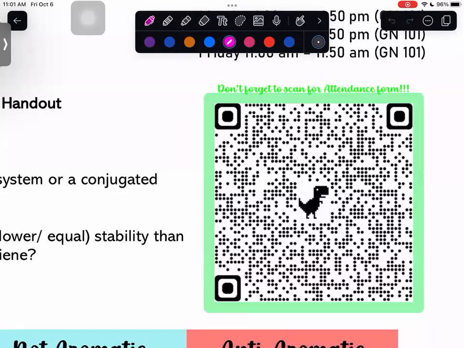Okay, guys, you know the drill. Start scanning the QR code. Is it working? Is it working? Can you guys hear me? Yeah. Okay, we're all good.